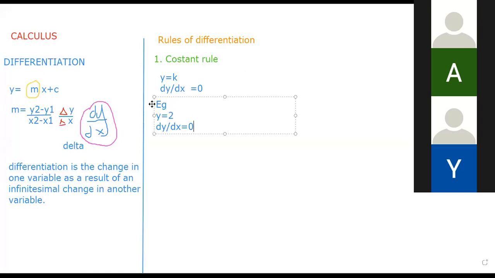Another example, y is equal to negative 3,000. If I say differentiate this, dy dx is equal to 0. Okay, dy dx is equal to what? 0. So that is the constant rule.